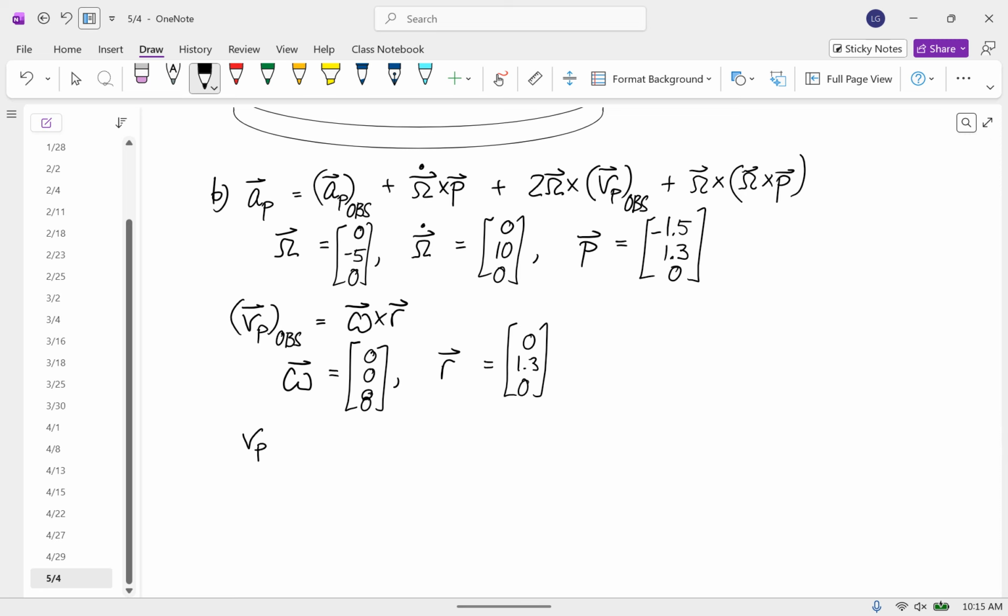And so the velocity of p that's observed in this coordinate system is 0, 0, 8 crossed with 0, 1.3, 0. And that is 10.4 in the negative x direction. Any questions about that? Okay, so we collected our first Maserati.